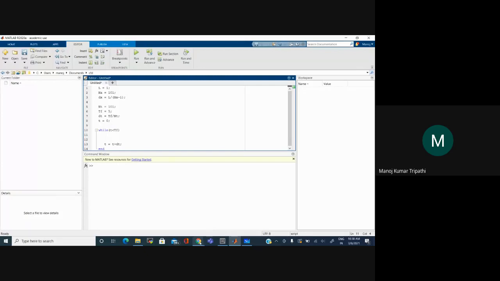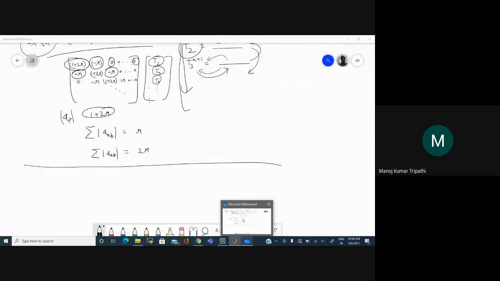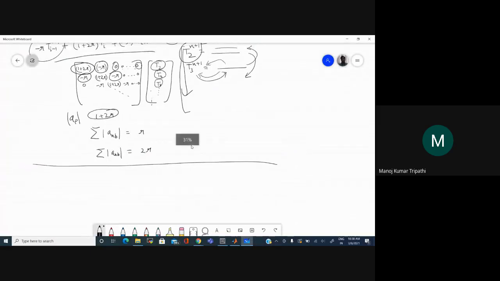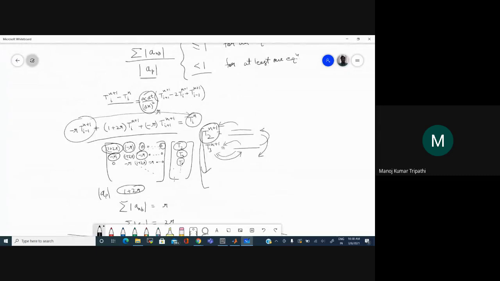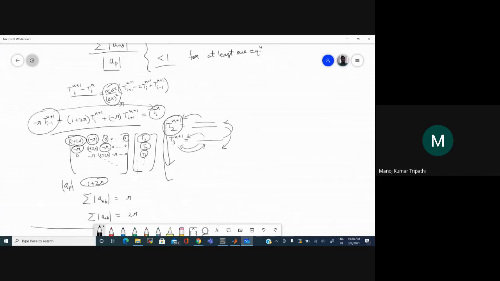Yeah, now we need to write the equation itself. What is Ti n plus 1 equal to? Let me write it here.